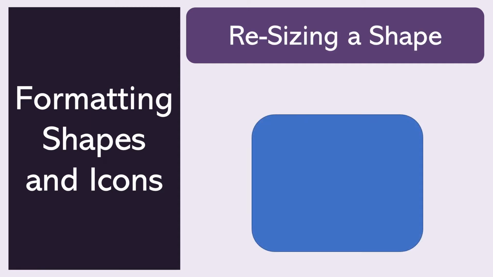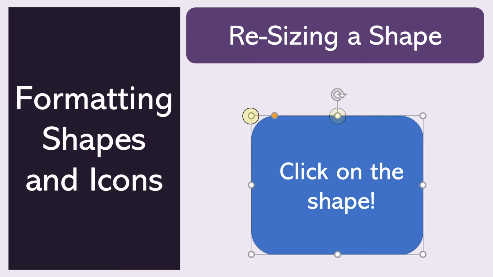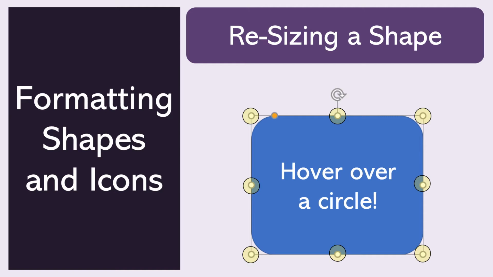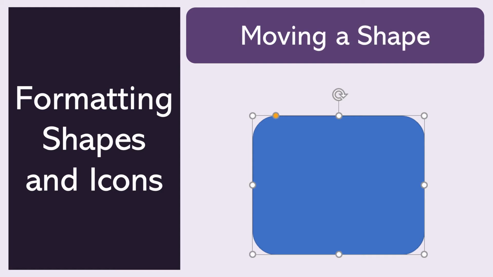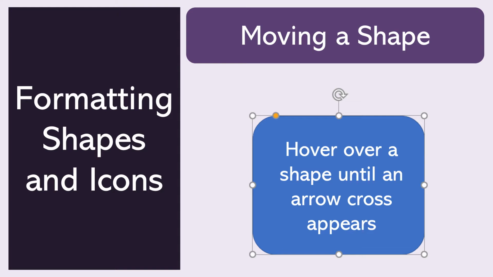Now, resizing a shape is easy too. We're simply going to click on the shape, at which point a series of circles will appear around the perimeter of the shape. Depending on which direction we want to resize the shape, we are next going to hover over a circle. In this case, we hover over the bottom right corner. Now a two-way arrow will appear and we can drag and drop the shape to our desired specifications. We might also need to move a shape, in which case we're going to hover over the shape until a cross arrow appears in the top right corner.